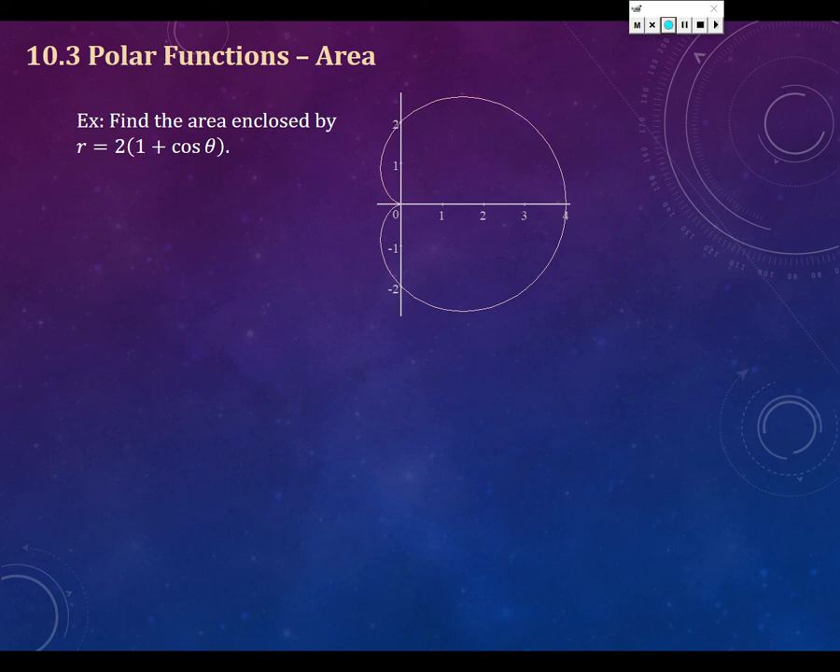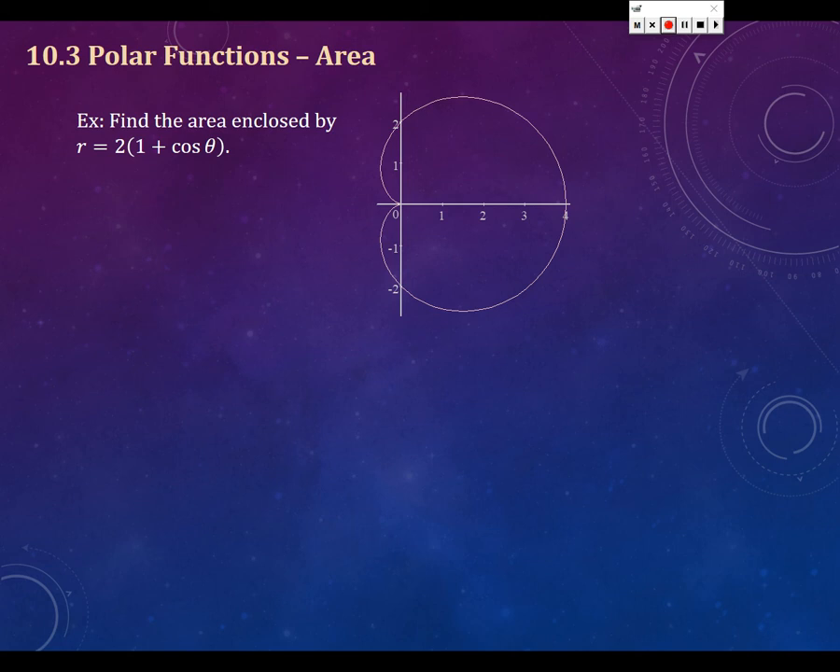Which is what this is. This is what we were discussing earlier. Let's do cardioid. And like I said, I'm going to give you permission to use FNN here. So we're using 1/2 the integral from alpha to beta of r squared d theta.